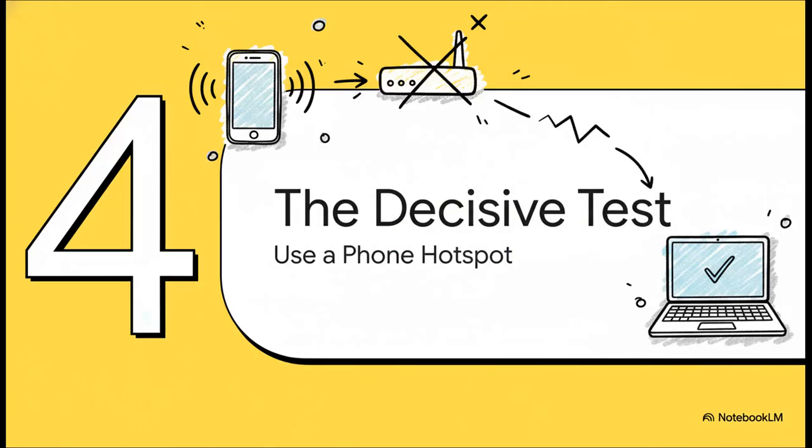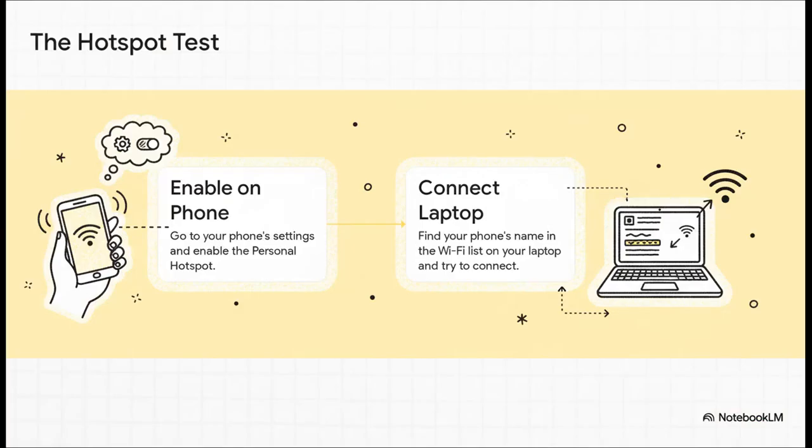This right here, this is the single best diagnostic tool you have in your pocket. By turning your phone into a temporary Wi-Fi network, we can completely bypass your home router. This lets us see if the Wi-Fi hardware in your laptop is even working at all. Go ahead, grab your phone. The process is really simple. Just find that hotspot setting, turn it on, and then look at the Wi-Fi list on your laptop. You should see a new network pop up, probably with the name of your phone. Just try to connect to it.